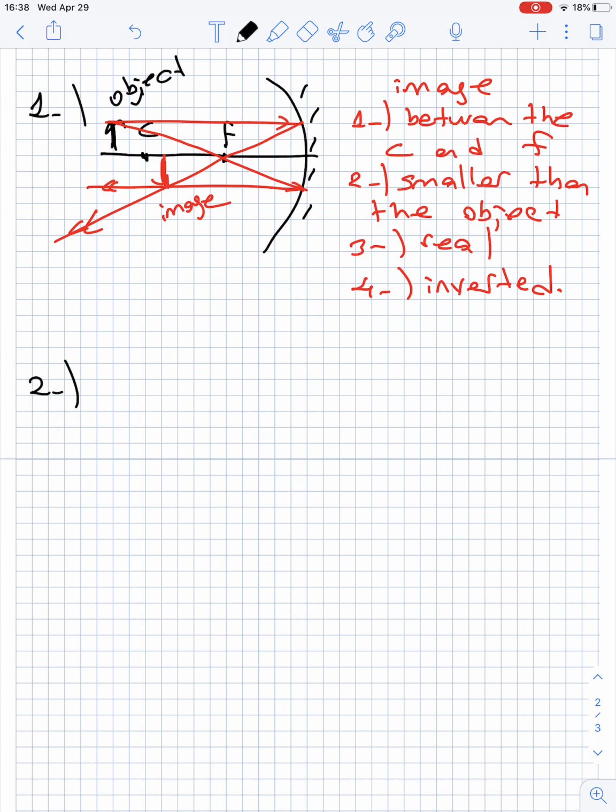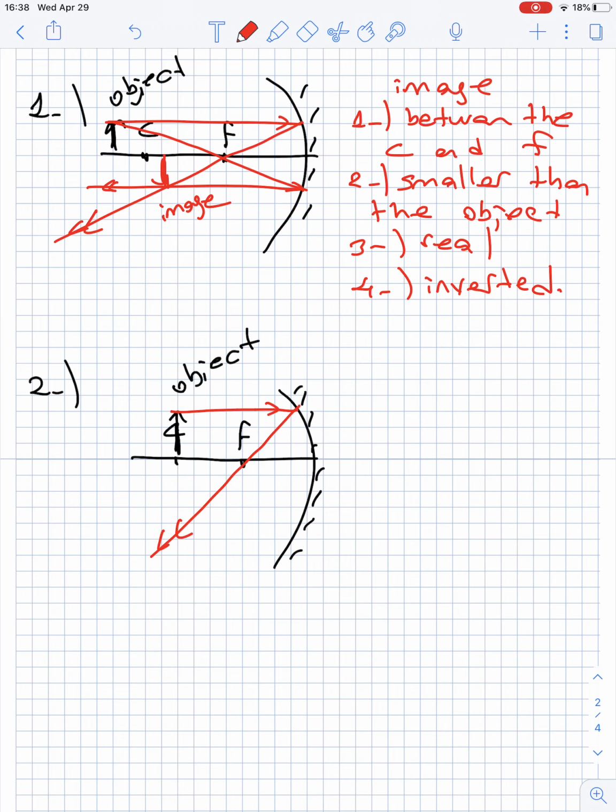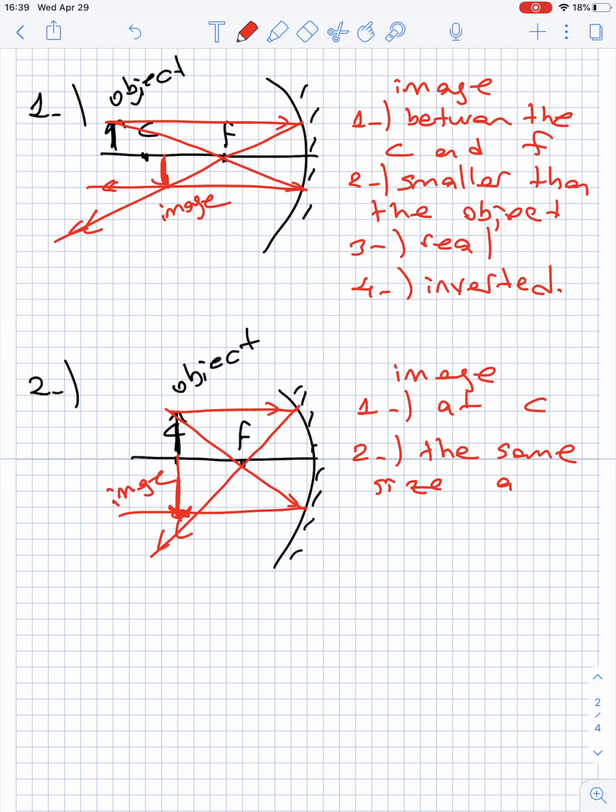Next one. This is the focal point, and this point is the center. If my object is on the center, where is the image? Now I have to use the same method. My first special ray is parallel. It will reflect through the focal point, and my second special ray goes through the focal point. It will reflect parallel. Actually, they meet here. My drawing is not good. Okay, this is the image. What are the properties of the image? First, the image is at the center, and the same size as the object. And third, it is real, and it is inverted.